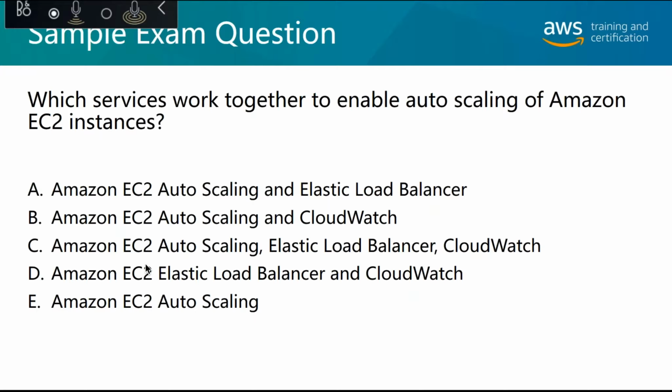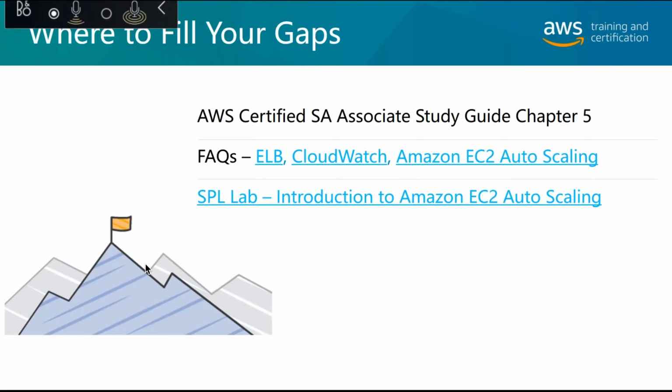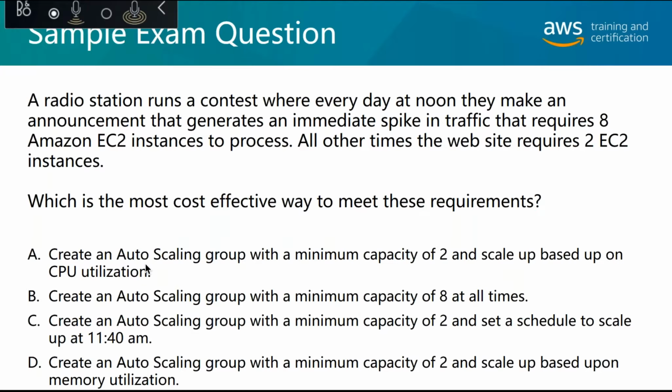So which services work together to enable Auto Scaling of Amazon EC2 instances? I just mentioned it. Normally what you would see is EC2 Auto Scaling, your Elastic Load Balancer, and CloudWatch. They all work together in that design. In my study guide, I made sure that I gave you the links to the FAQs for ELB, CloudWatch, and EC2 Auto Scaling.